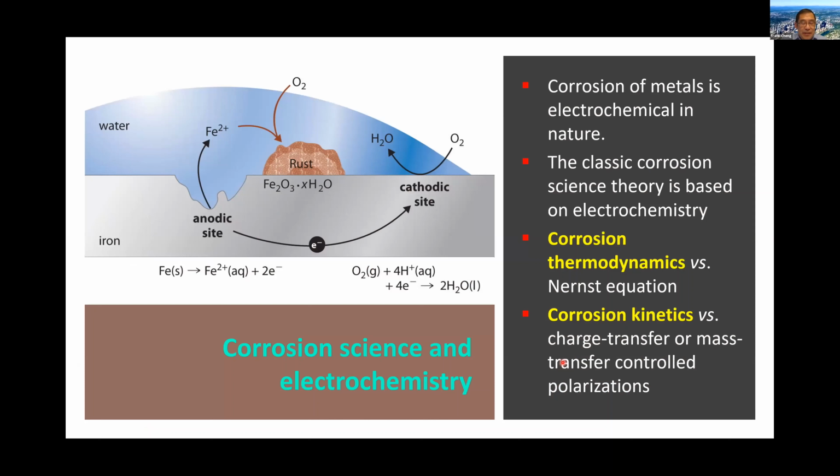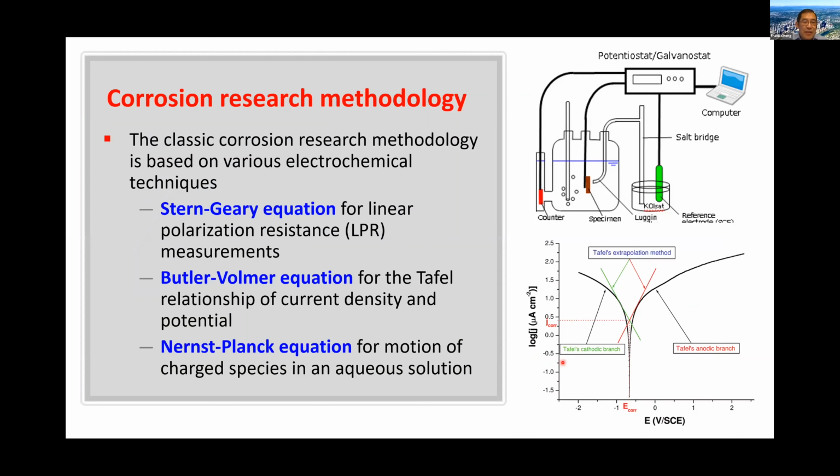Corrosion of metals is electrochemical in nature, and you can see from this graph that when corrosion happens, it involves at least the interfacial charge transfer reaction and the mass transfer of corrosion species in the solution. So we usually use electrochemical principles to describe the thermodynamics and the kinetics of corrosion reactions. As a result, corrosion research can be measured and studied by different electrochemical techniques.